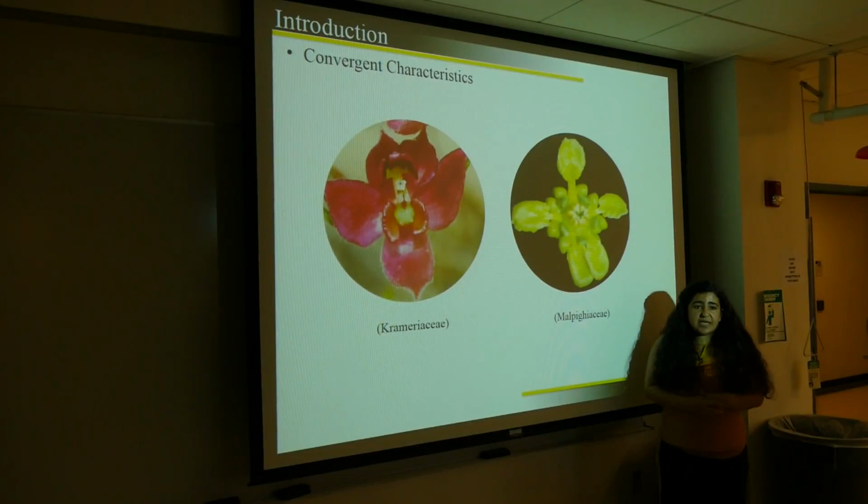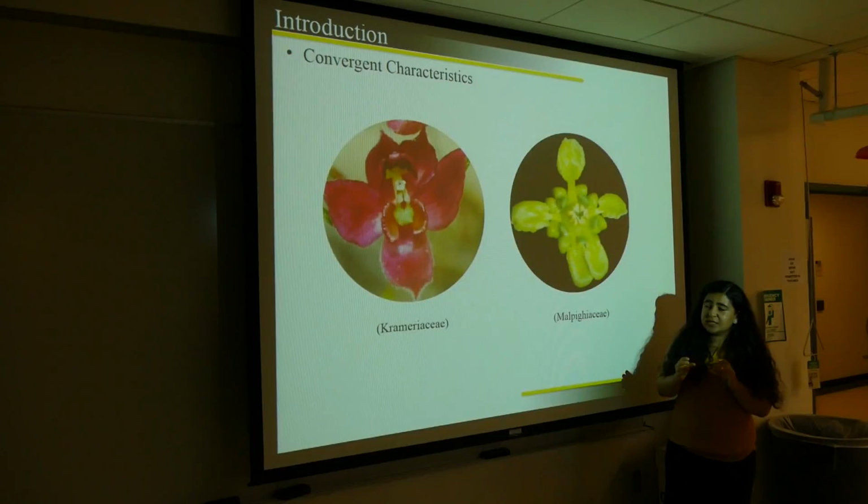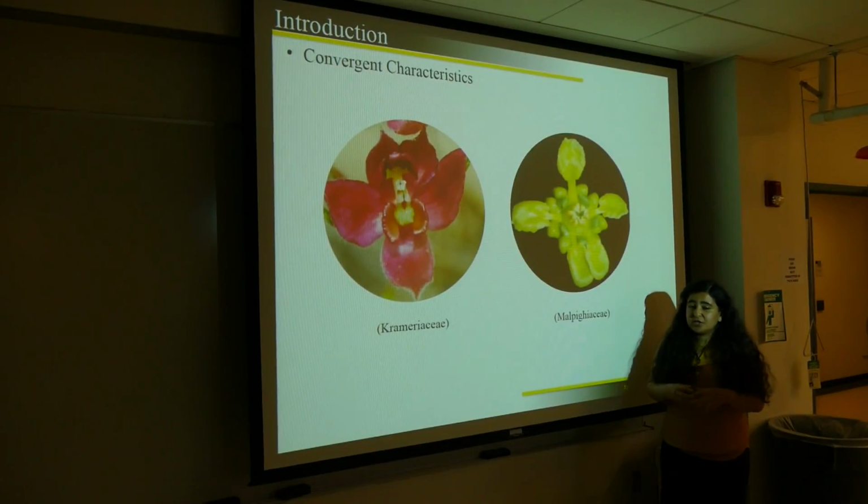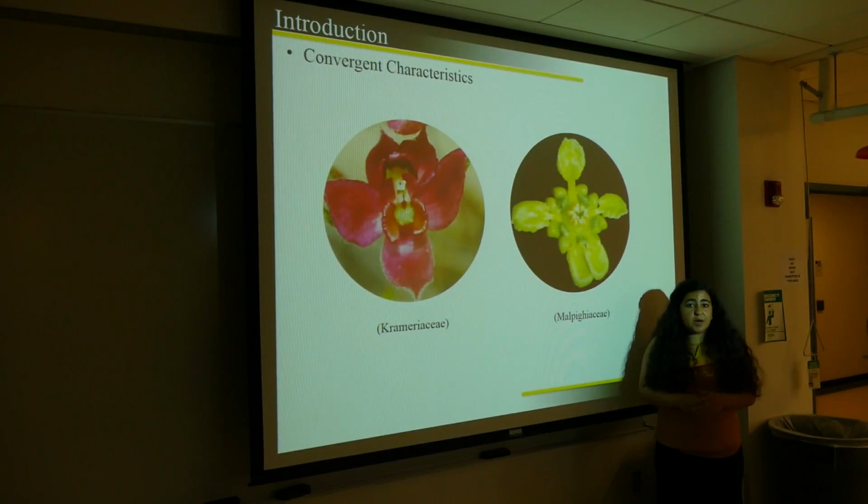And in addition to that, they have evolved these structures, which are modified portions of their ventral petals, which contain lipids. And these lipids offer rewards to their pollinators.